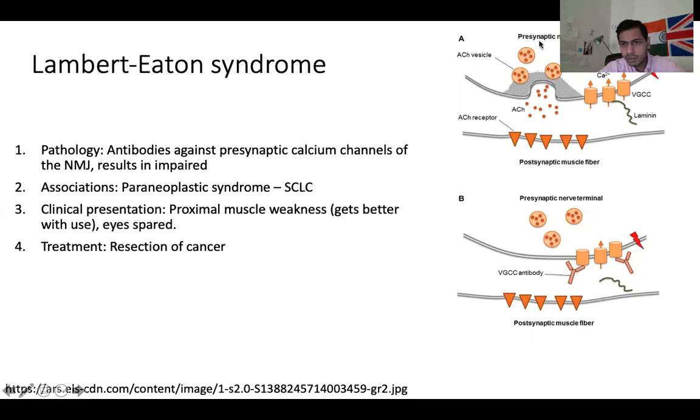So we know that calcium will be released presynaptically, and that will cause the vesicles to approach the presynaptic membrane, and then they'll enter the cleft here for the acetylcholine to be released and for the transmission to carry on. And what happens is the antibodies are formed against this presynaptic calcium. So this is Lambert-Eaton syndrome. And usually the treatment is resection of the cancer, of the lung cancer.